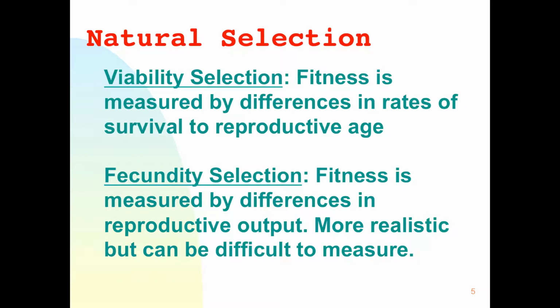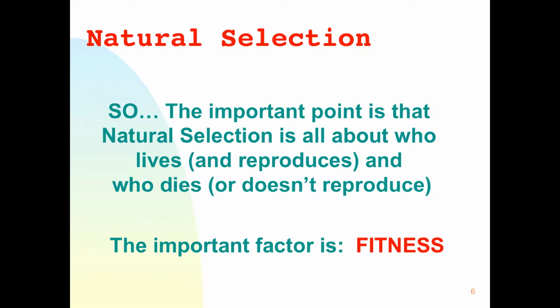For fecundity selection, we're actually talking about differences in reproductive output. This is a much more realistic measurement of fitness, but usually much more difficult to measure in the field. But the important point is that natural selection is all about who lives and reproduces and who dies and who doesn't reproduce. And the important factor here is fitness. So we'll be looking at models of natural selection in the classroom using Avida.